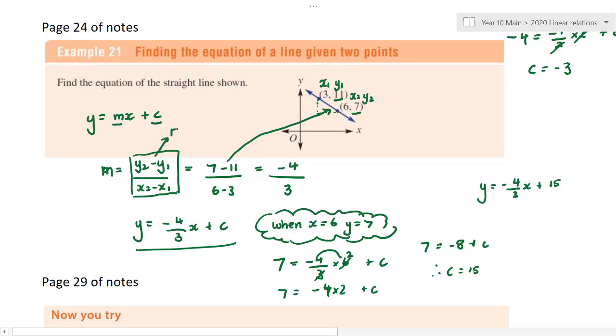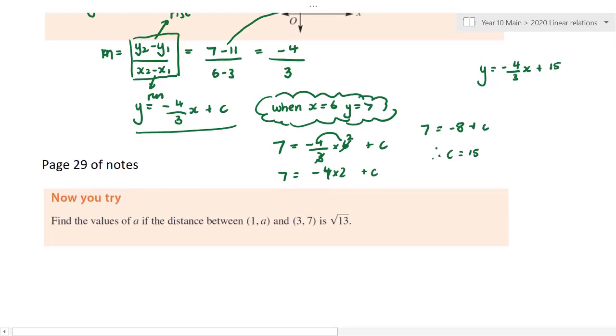y2 minus y1 is the rise, and x2 minus x1 is the run. And it's certainly a shortcut as opposed to probably how some of us are doing it. We've got to be mindful of the time.